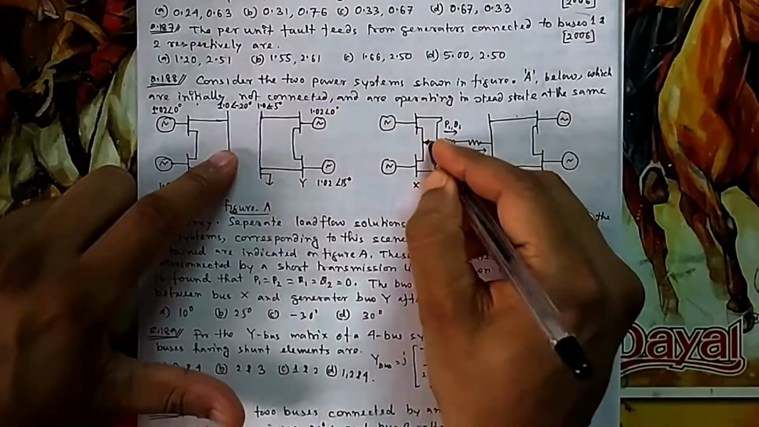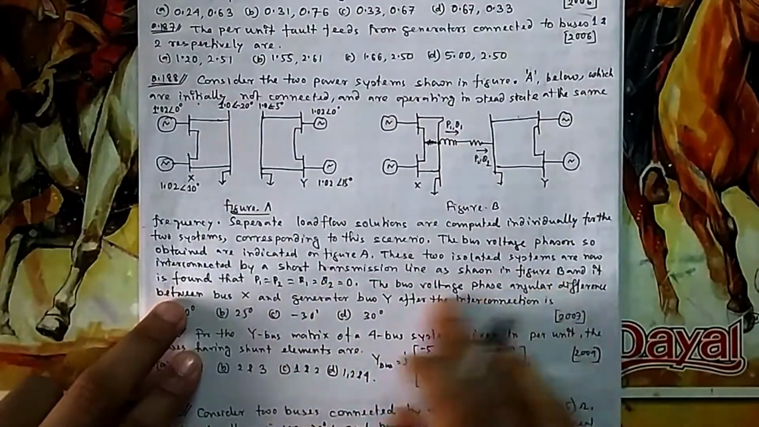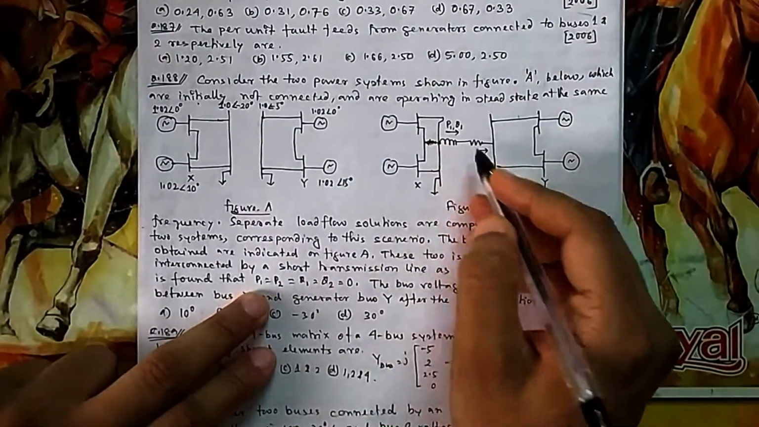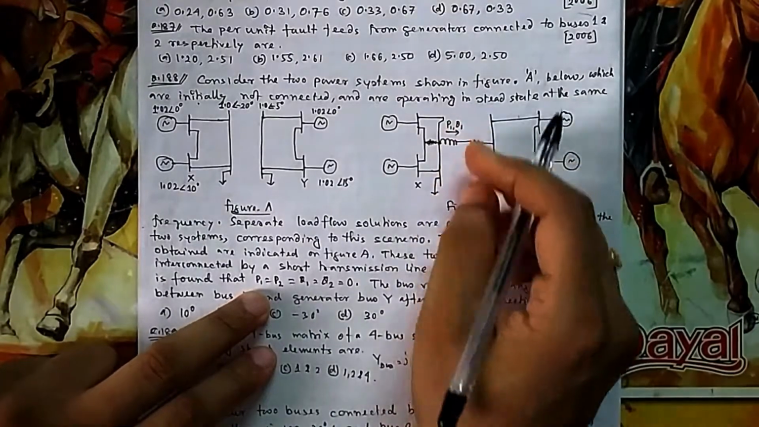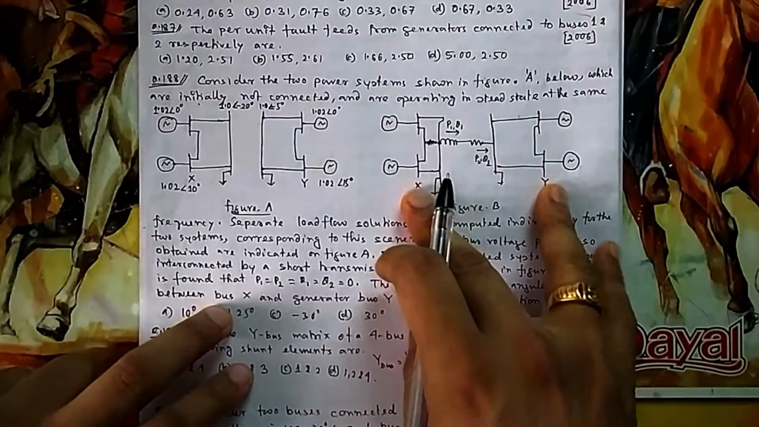Here I have made a little mistake. This branch is not there, so these two are directly connected by a short transmission line as shown in the figure. It is found that no power is flowing: P1, P2, Q1, Q2 are all 0. What is the angular difference of bus voltage between X and Y?